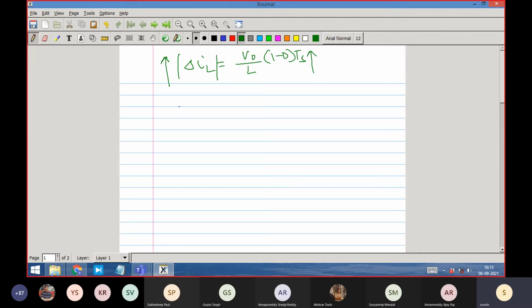Let's take then the ripple factor. This is just the ripple, but the ripple factor is defined as delta IL by IL. This IL is nothing but the average inductor current. So what is the average inductor current in this case?